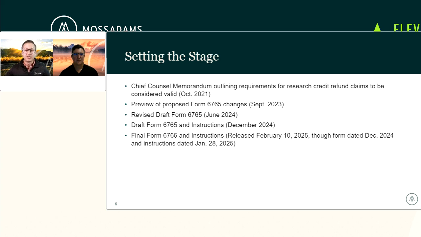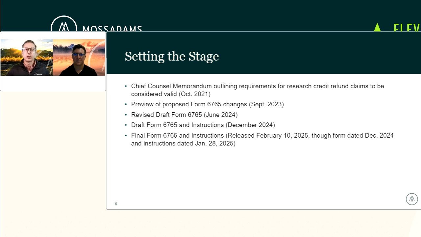Then in September 2023, the IRS proposed Form 6765 updates, which required more detail around business components and the expenses. Fast forward to June 2024, and they published a revised draft that reflected some of the public input, and they relaxed some of the demands by capping the number of business components and exempting smaller companies while keeping the core framework intact.